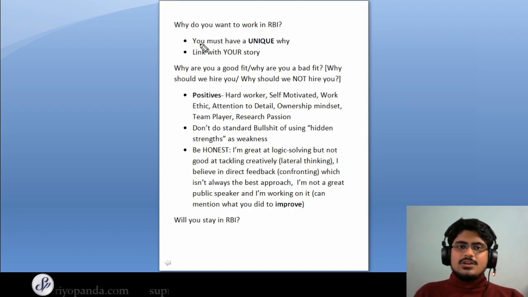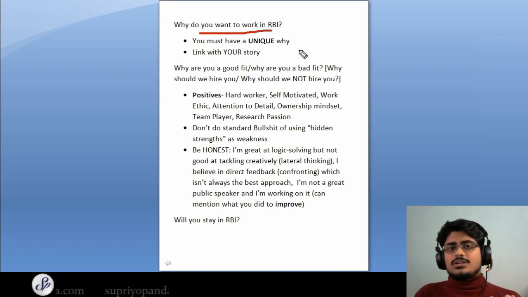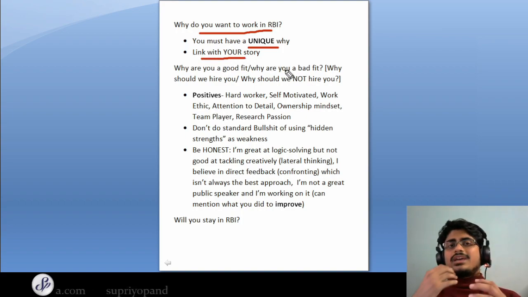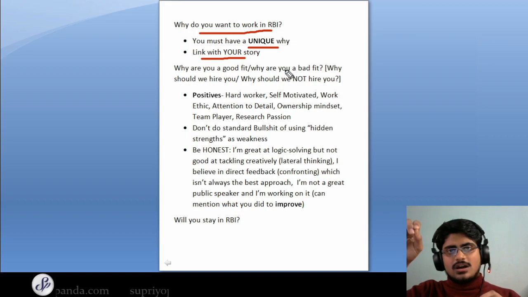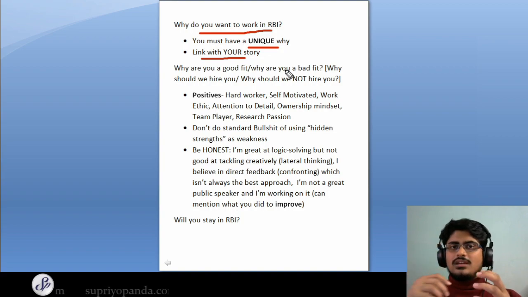So the next question is, why do you want to work in RBI? Now, this is a very important question, and you need to have a very unique angle to get into a core answer that will satisfy the panel. So you must have a very unique why, and you have to link it with your personal story and your experiences, what you have gone through in life. If you can link those things, and if you can show them that there was a path that you started over here and the end of that path is how you reach RBI, and this is where you are now, then you will have convinced them that you really want to work for RBI.